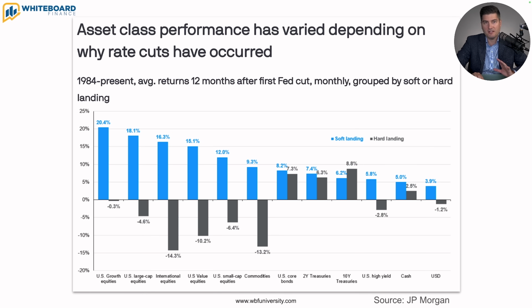So we're going to talk about this, a couple different examples, and we're also going to talk about the other side of things when it comes to rate cuts. So let's talk about asset classes that have performed depending on when that rate cut has occurred. So what does that mean?